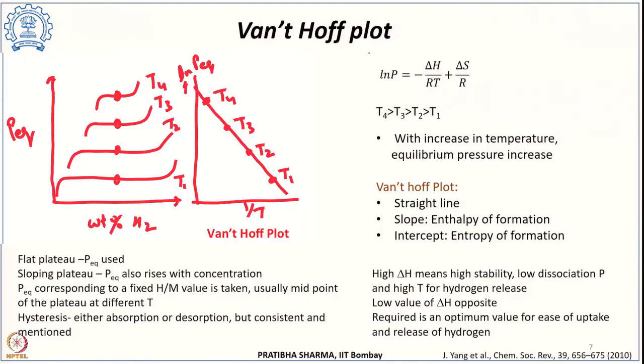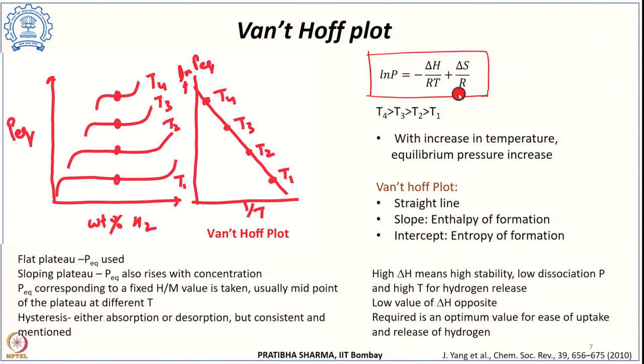Now, we have seen the van't Hoff plot or the van't Hoff equation in the previous class, where ln p, the pressure, is related to the delta H value. If we plot ln p with 1 upon T, the first term will give us the delta H upon R value, which is the slope of the curve. If we draw a straight line of ln p with 1 upon T, the slope will give us minus delta H upon R, while the intercept will be given by delta S upon R.